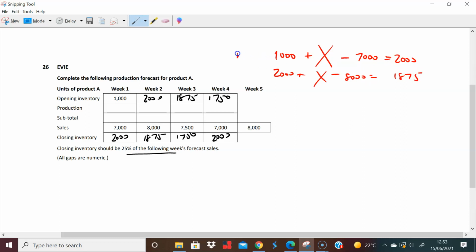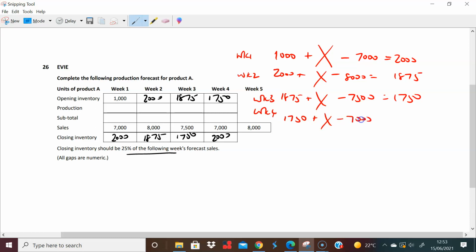So this is week 1, week 2, week 3, which is 1,875 plus X minus 7,500 is equal to 1,750. And week 4, which is 1,750 plus X minus 7,000 is equal to 2,000. I'm trying to find what X is.